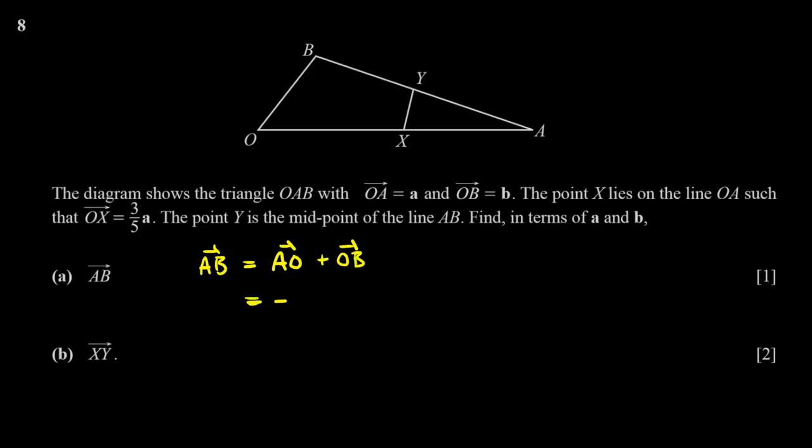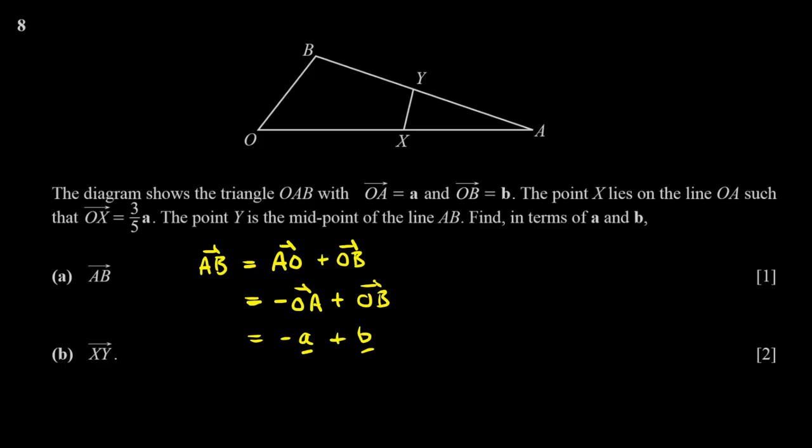Now, the vector AO is the same as minus OA. The reason for that is it's just going in the opposite direction, right? If I've got the vector OA, it's the same thing as going from A to O, just in the opposite direction, right? So it's minus. All right, so OA is the vector A, OB is the vector B. What we end up with here is minus A plus B.